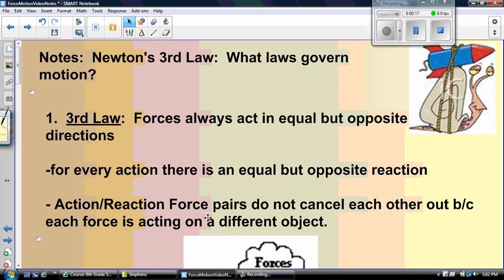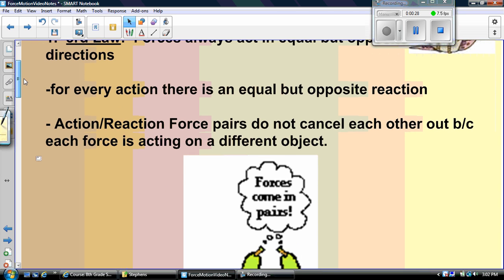Okay, this is probably the law that you've heard the most. Forces act in equal but opposite directions. For every action, there is an equal but opposite reaction. So Newton's third law talks about action-reaction force pairs. These force pairs do not cancel each other out because each force is acting on a different object.